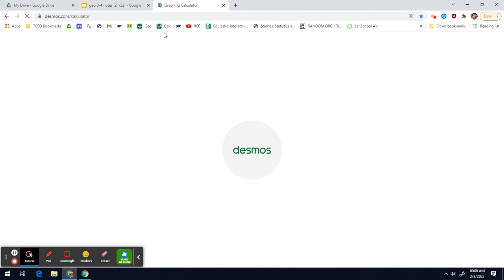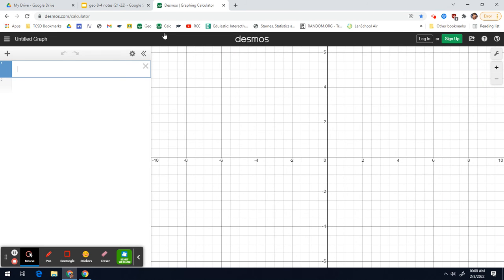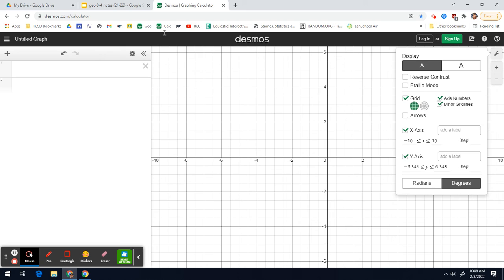Okay, so let's go to Desmos. Let's remember that when you go to Desmos, you have to change the wrench. The wrench puts it in degree mode. Make sure you do that.